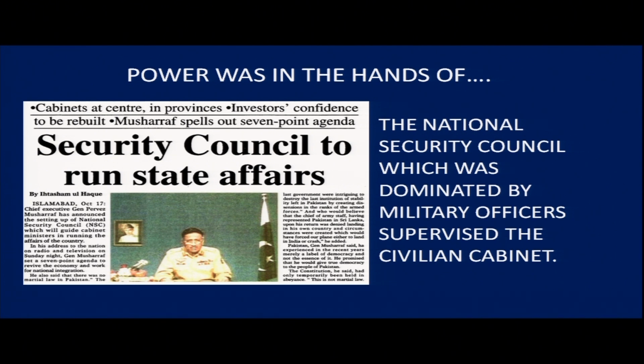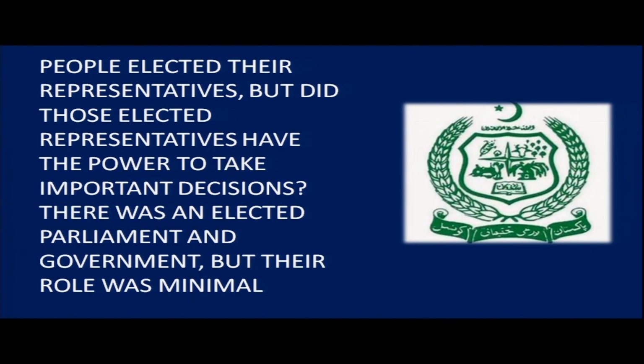Who were the members of the civilian cabinet? The elected representatives. Did they take any decisions? No, because they were supervised by the Security Council. So the Security Council literally ran the state. So in Pakistan, we now know that the people elected their representatives, but those elected representatives did not have the power to take important decisions.